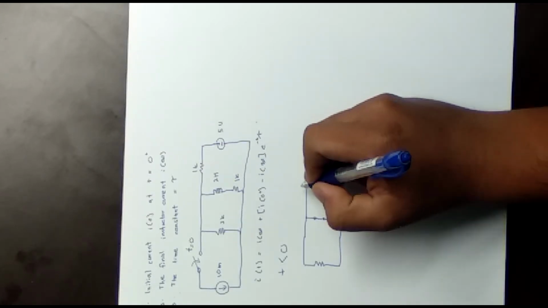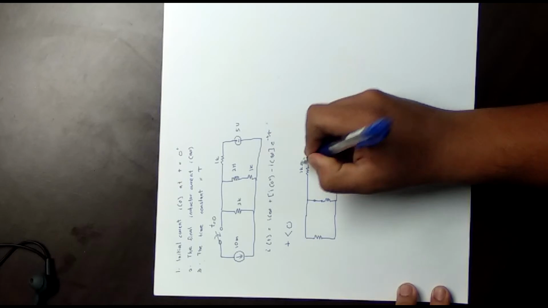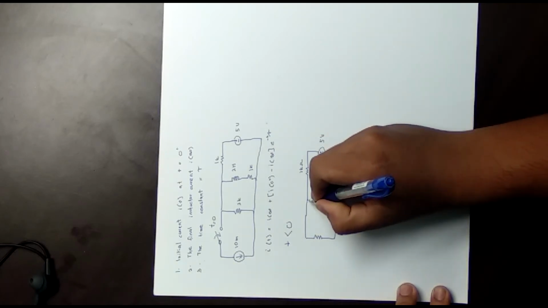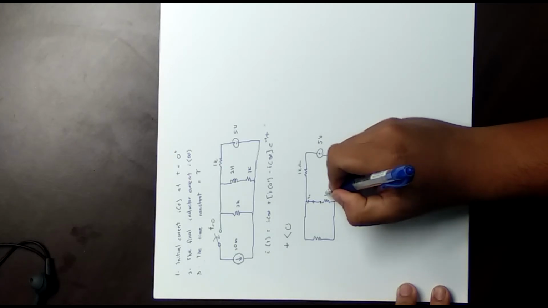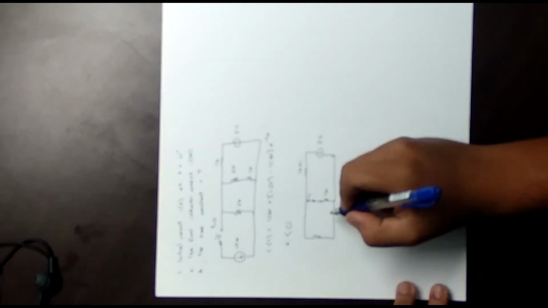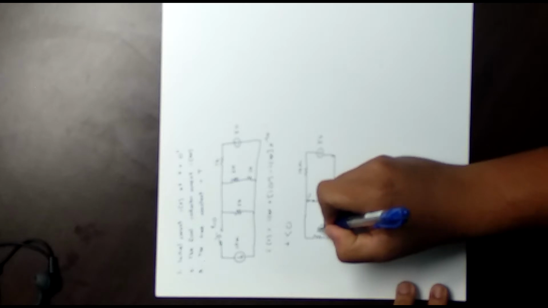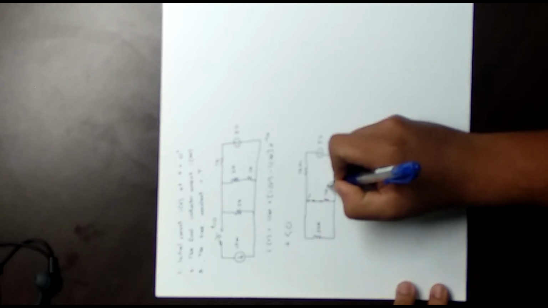Volt, 1 kilo ohm. This is the IL. 1K, and then lastly 2 kilo ohm for the resistor.